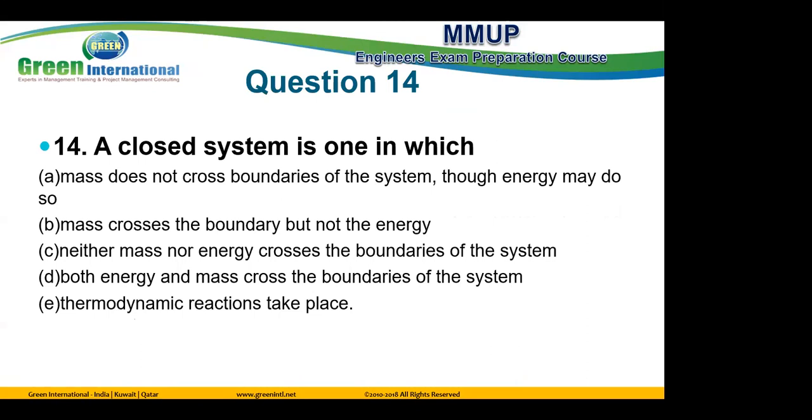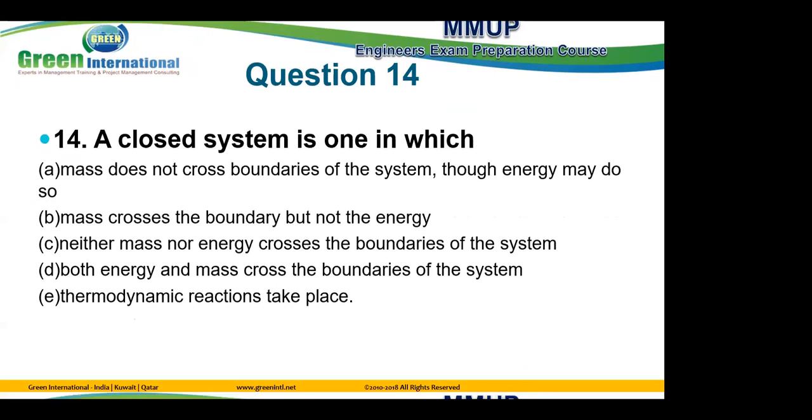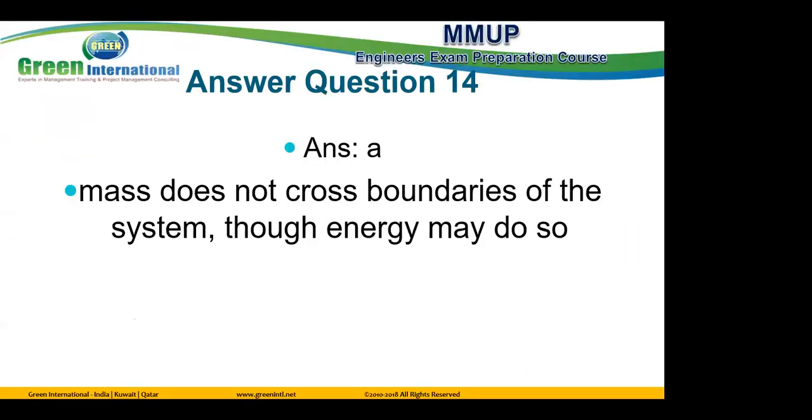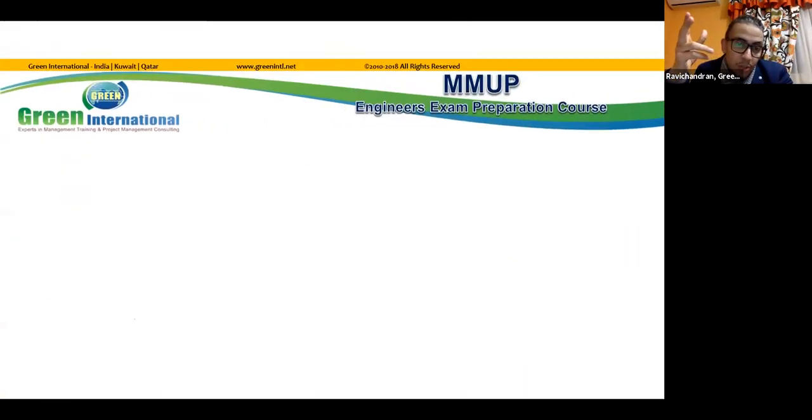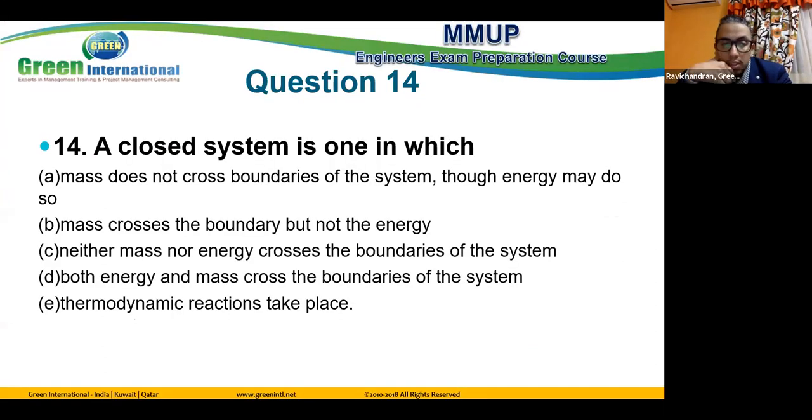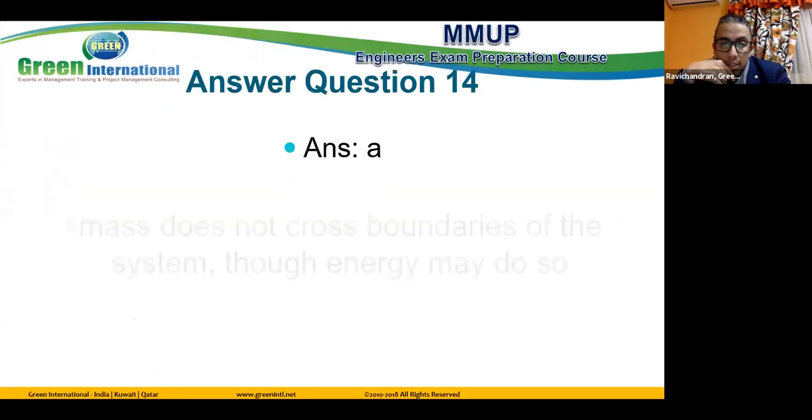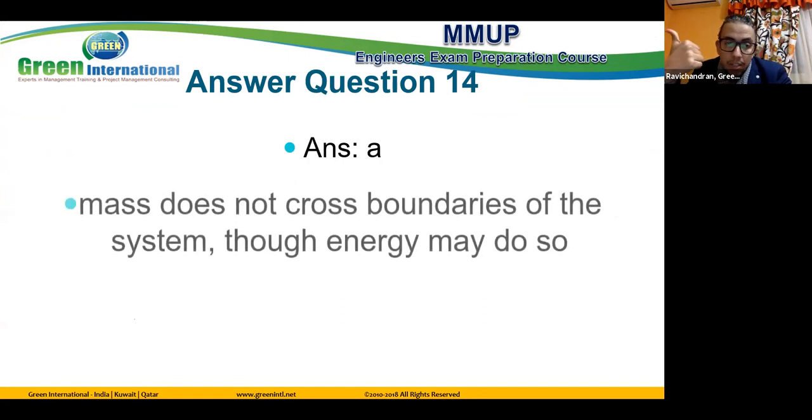Closed system, which one? Mass, A: neither mass nor energy crosses? C is for an isolated system. Neither this nor this is isolated, exactly. So the answer is that mass doesn't cross, energy can cross.